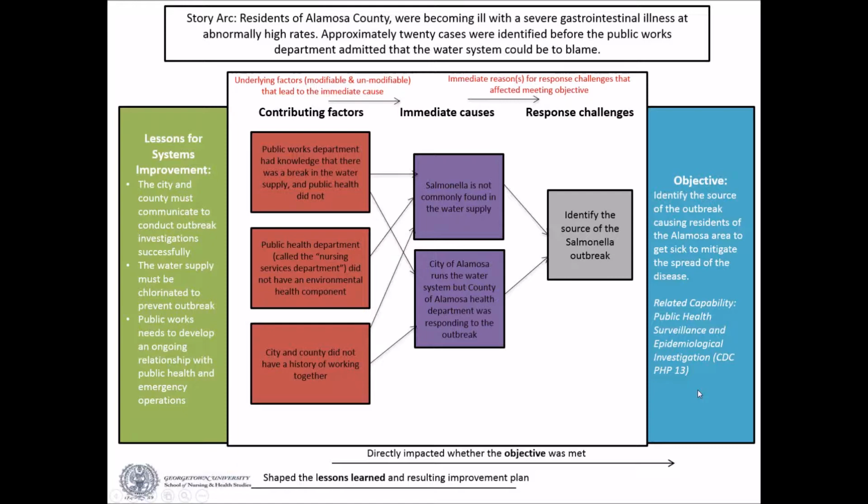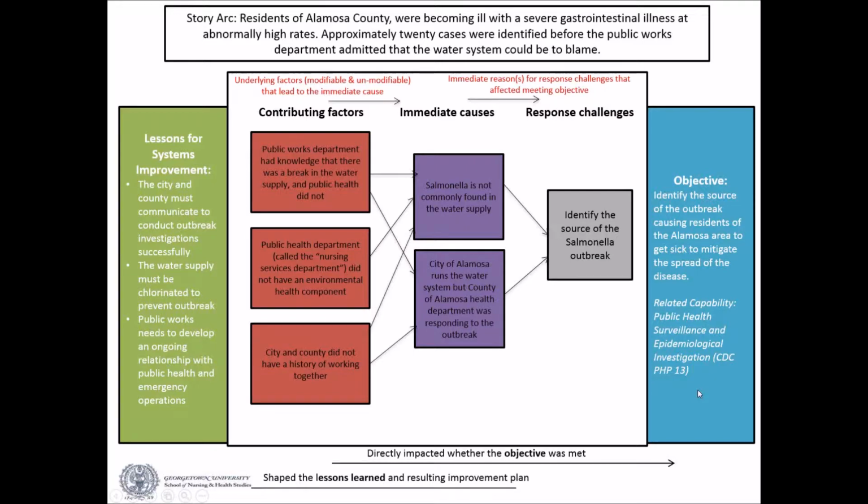This is one part of the analysis that we were able to do when we were working with the folks in Alamosa, focusing essentially on identifying the source. So the key aspects of the story arc were that residents of Alamosa County were becoming ill with a severe GI illness at abnormally high rates. It was quite obvious. About 20 cases were identified before the Public Works Department admitted that the water system could be to blame.